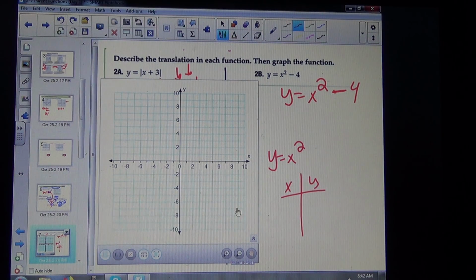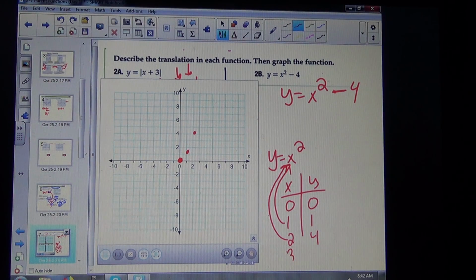Now, you don't have to make a chart each time. Once you do this, it's pretty quick. If I plug in a 0 here, what's 0 squared? 0 times 0 is 0, so 0, 0 would be the first point of my parent graph. What's 1 squared? So you plug in a 1. 1 times 1 is 1, which means you go over 1, up 1, place your dot. And then what's 2 squared? 4. So you're going to go over 2, up 4.